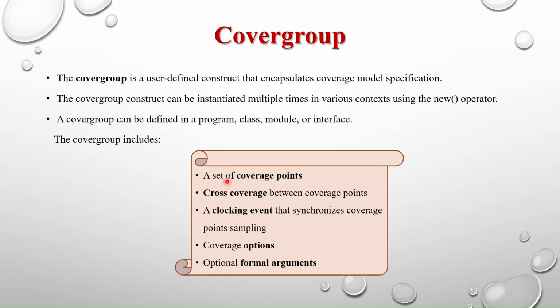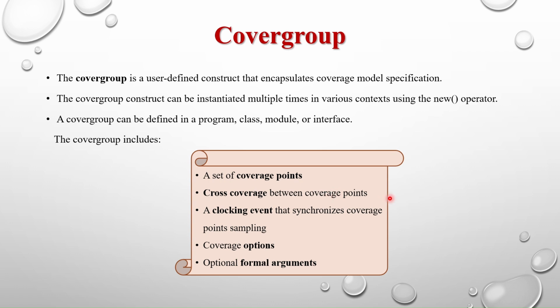Okay. And the covergroup includes a set of coverage points, cross coverage between coverage points, a clocking event that synchronizes the coverage point sampling, coverage options and optional formal arguments. I told you that we will encapsulate the coverage model specification inside the covergroup, right? So this coverage model specification includes all these points. First, a set of coverage points. Coverage points are nothing but signals or variables, which signals we are going to track during the test. So those signals are nothing but coverage points. It's also called coverpoints. We will see it in the next slide.